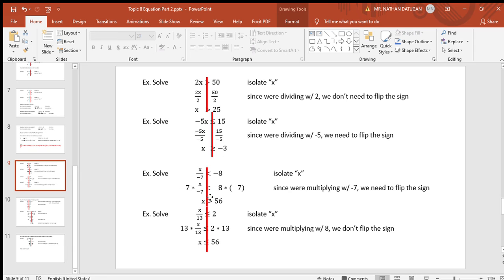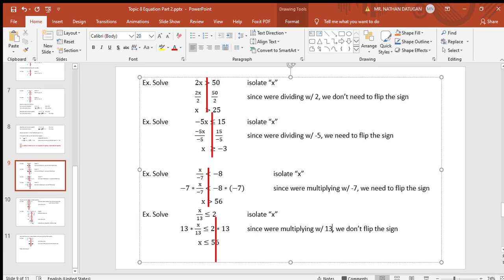Now our last example, we have x over 13 is less than or equal to 2. Now our goal is to isolate x, so we get rid of that 13 underneath. To do so, we multiply both sides by 13. 13 times x over 13 should give you x. And then 2 times 13 is 26. And since we're multiplying by 13, we don't have to flip the sign. It's a positive number.